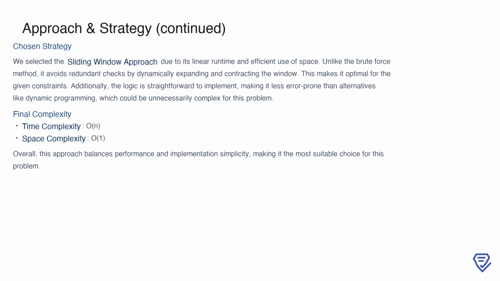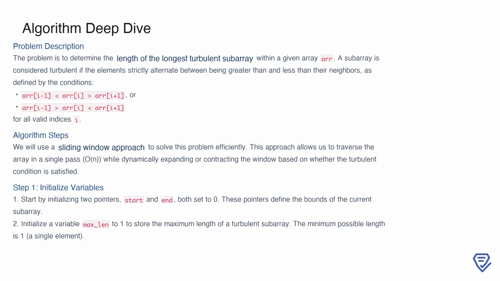Overall, this strategy provides the right balance of performance, clarity, and practicality, making it the most suitable choice to solve the problem effectively. In this problem, the goal is to find the length of the longest turbulent subarray within a given array. A subarray is considered turbulent when its elements alternately satisfy the conditions of being greater than and less than their neighbors. Specifically, at any index i, the subarray must satisfy either arr[i-1] < arr[i] > arr[i+1], or arr[i-1] > arr[i] < arr[i+1], for all valid indices.